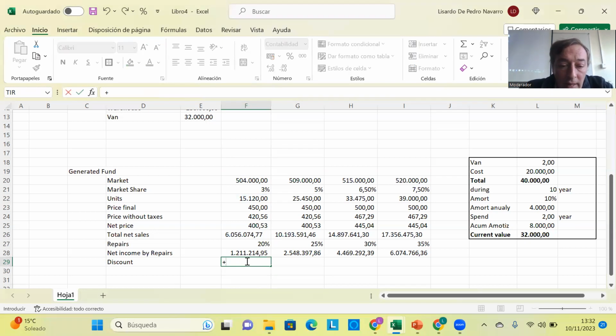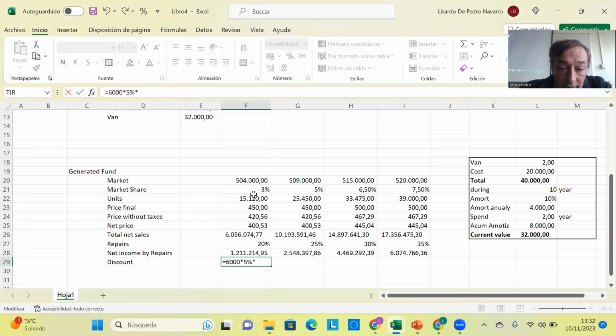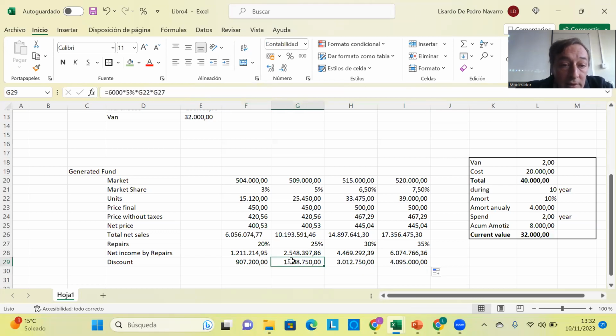So we are going to multiply the 600 by 5%. That is going to be the average of the discount that we are going to make, by the units that we are selling and the repairs that we are making. So it's 1,900,000 euros. So this is going to be 600.